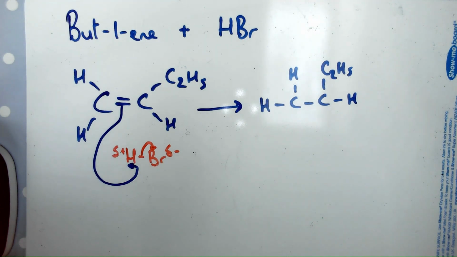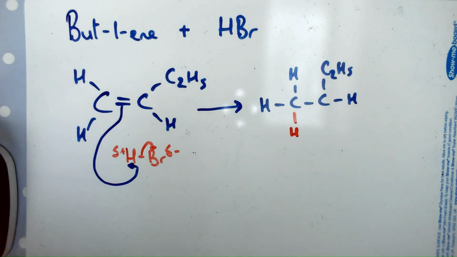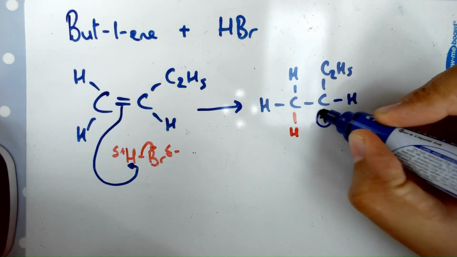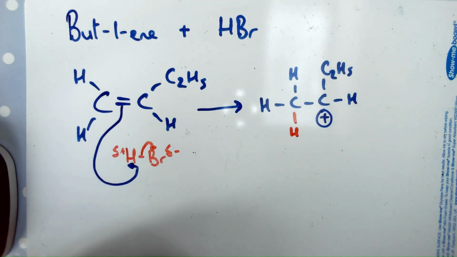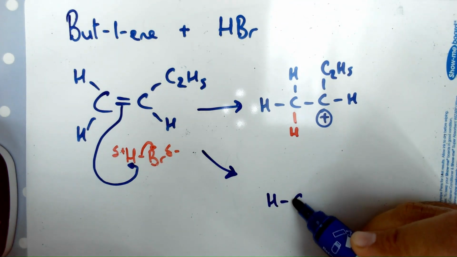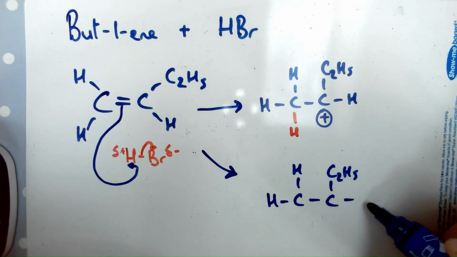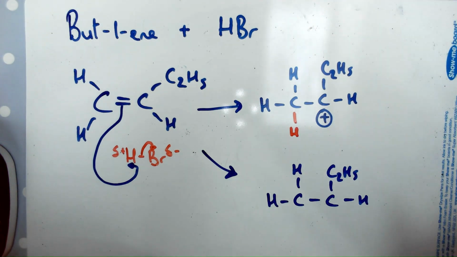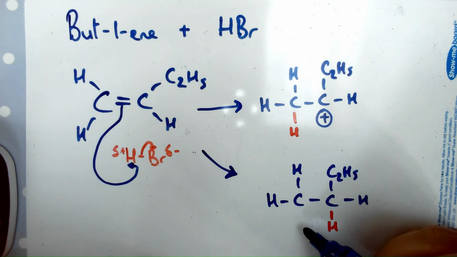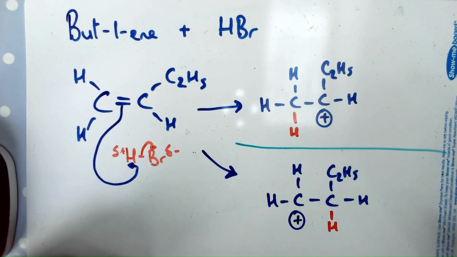So we've got 2 ways to do it. Let's do it both ways. The H can join on there, and that will mean that there is a plus charge on this carbon. Or, we'll draw it out again. The H can join on to this carbon, and then we're left with a plus on this carbon. Now your job here is to see the difference in the two.